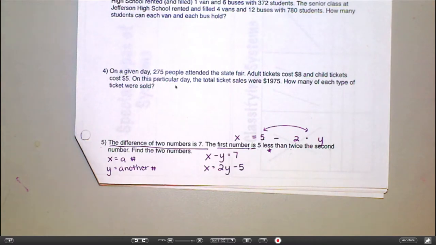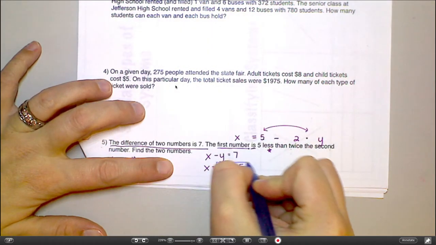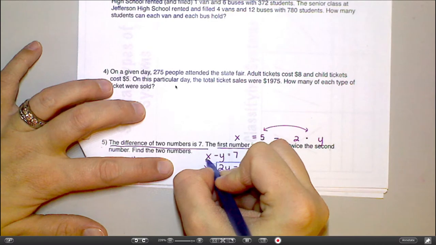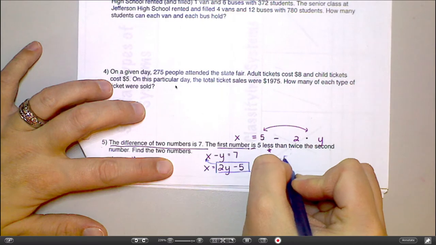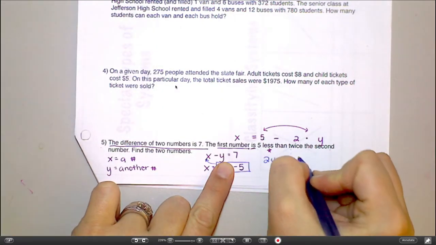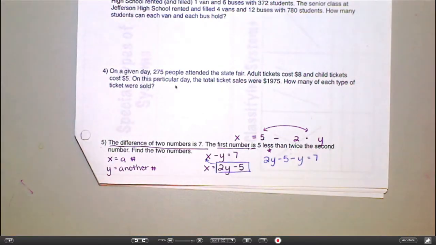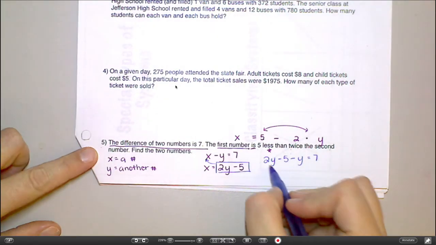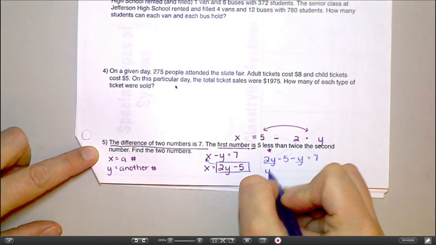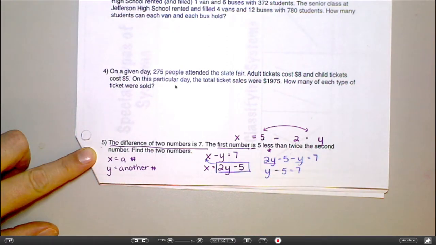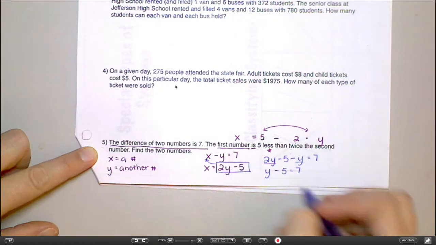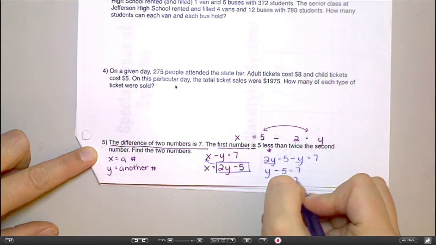All right, look at how this is set up. What's going to be my easiest way to solve this one, you think? Yeah, I would go with substitution because this one already has X by itself. So let's take what X equals, put it in up here. So now I'm going to have 2Y minus 5 minus another Y equals 7. Well, 2Y minus Y is just Y. So now I have Y minus 5 equals 7. Okay. Add the 5 to the other side, and I end up with Y equal to 12.